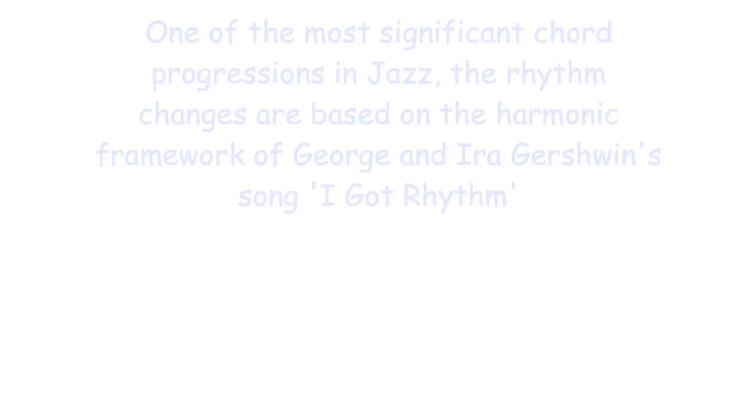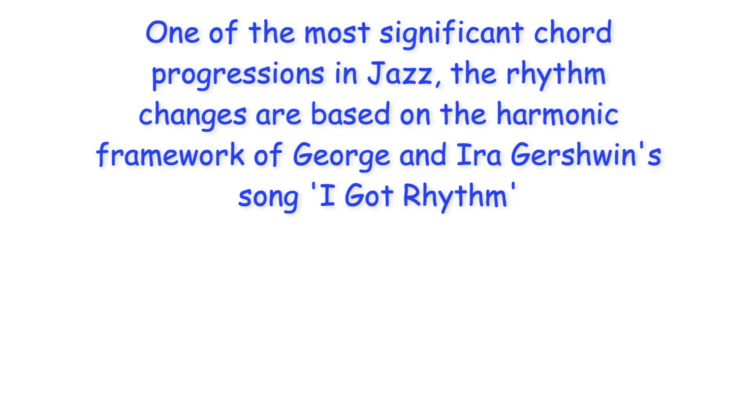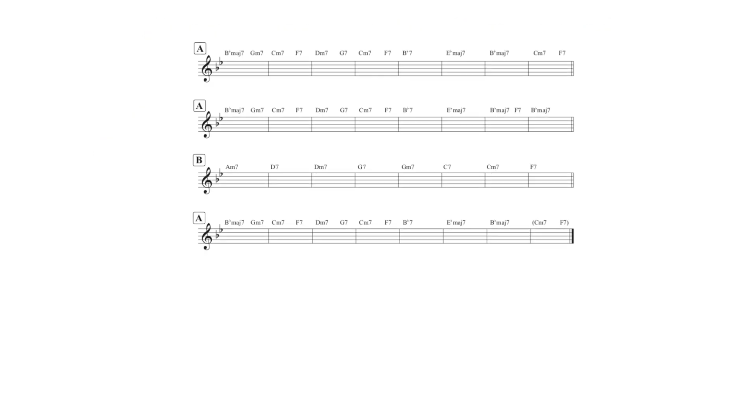Hi everyone. One of the most significant chord progressions in jazz, the rhythm changes are based on the harmonic framework of George and Ira Gershwin's song I Got Rhythm. The basic progression is divided into four 8-bar sections organised as a 32-bar AABA form.